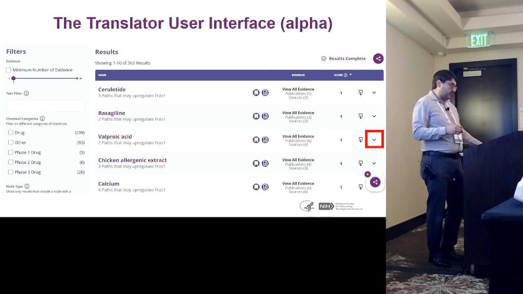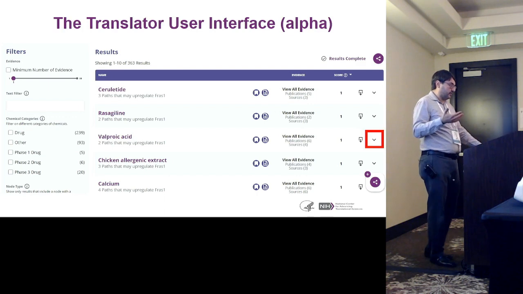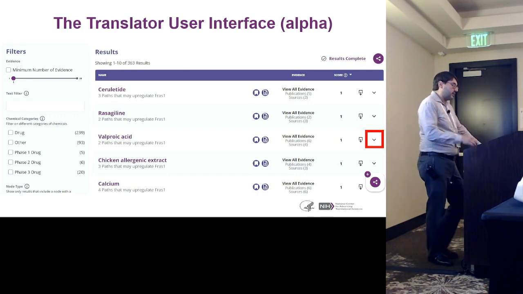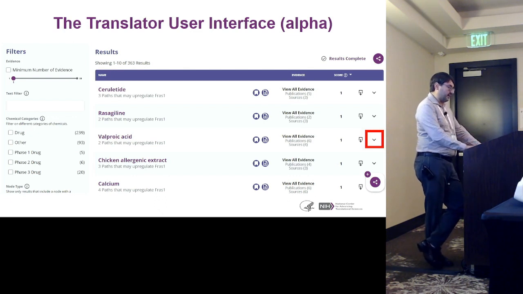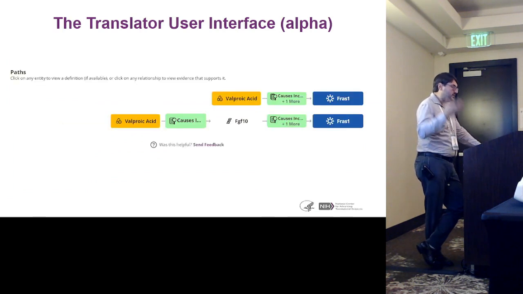So let's look at one of these results in more detail. In this case, valproic acid, which I happen to know is a pretty decent option for treatment, molecularly speaking, for congenital diaphragmatic hernia. When you click on the little caret on the right side, the result is expanded to show a lot more information on that result. This includes a graph view, which shows all the connections that were found between the potential treatment, valproic acid, and the FRAS1 gene.